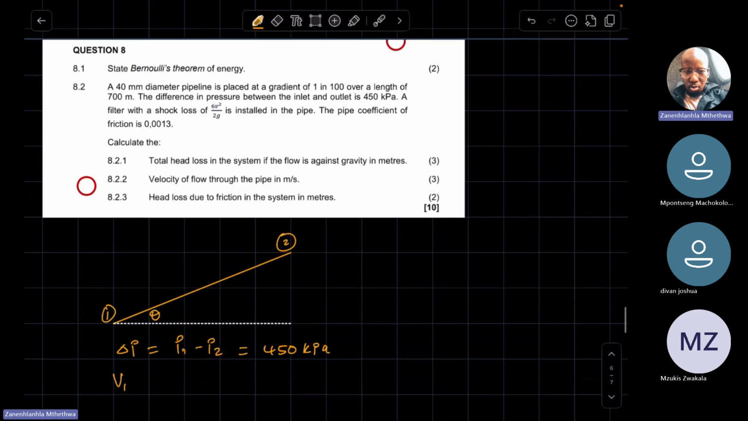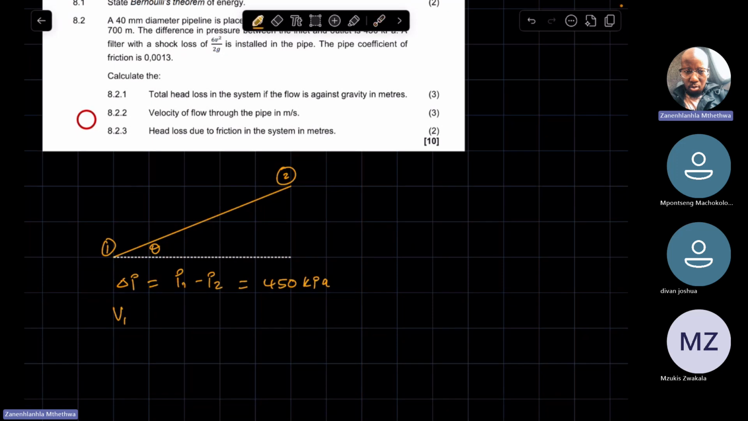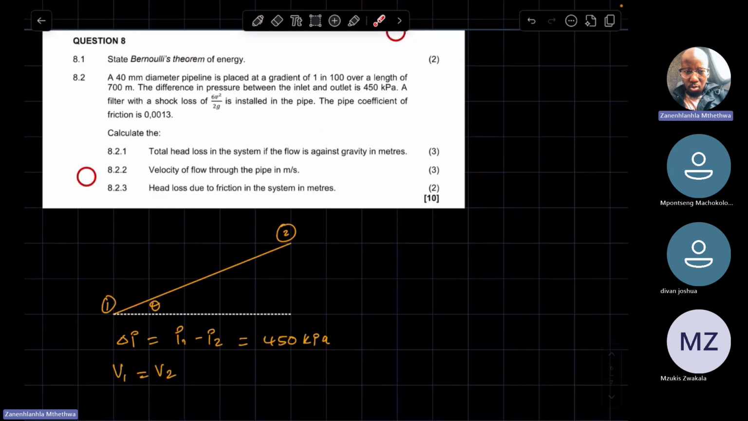Having a constant diameter, what does that tell us regarding V1 and V2? If the diameter of the pipe is constant, it's not tapered, what does that tell us regarding the velocity? The velocity will be more or less the same. So V1 is approximately equal to V2, because the diameter is the same. The only time the velocity of the water will be different is if the pipe you are looking at is a tapered pipe. That's the only thing that can change the velocity in the pipe.